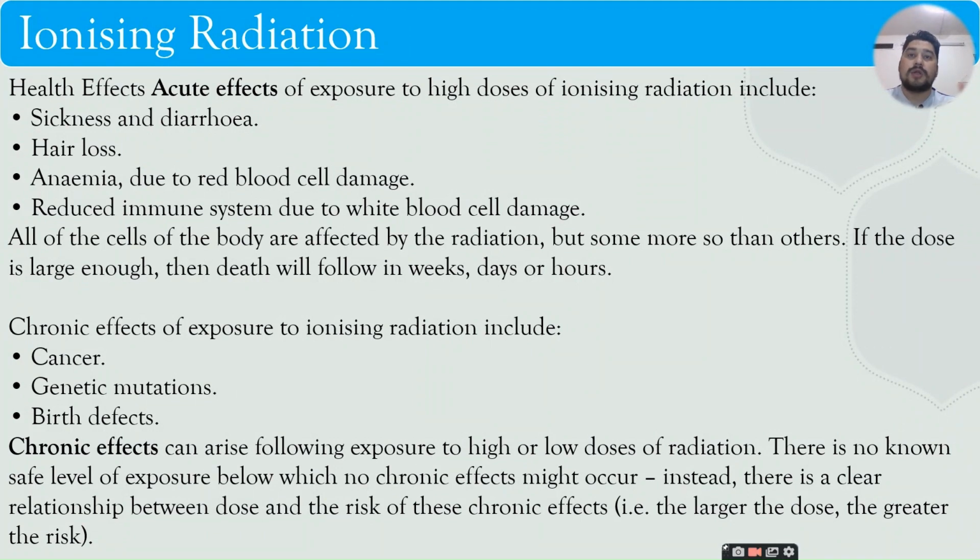Chronic effects can arise following exposure to high or low doses of radiation. Whether you get a low dose or a high dose, chronic effects can come up. There is no known safe level of exposure below which no chronic effects might occur. So so far, there is no known level up to which a person can be exposed to avoid the chronic effects. Instead, there is a clear relationship between dose and the risk of these chronic effects. For example, the larger the dose, the greater the risk.